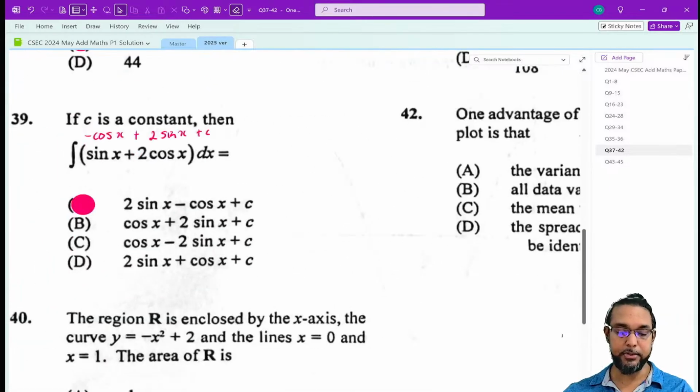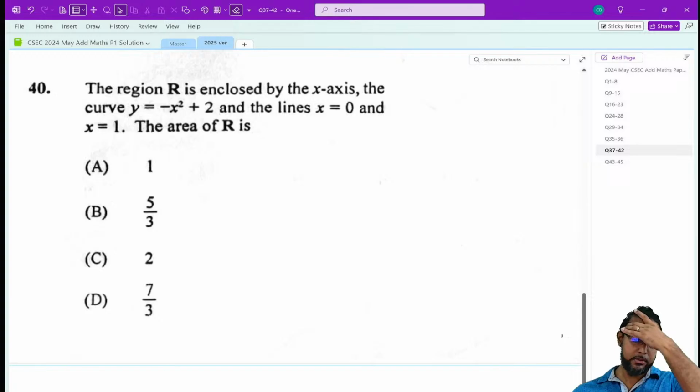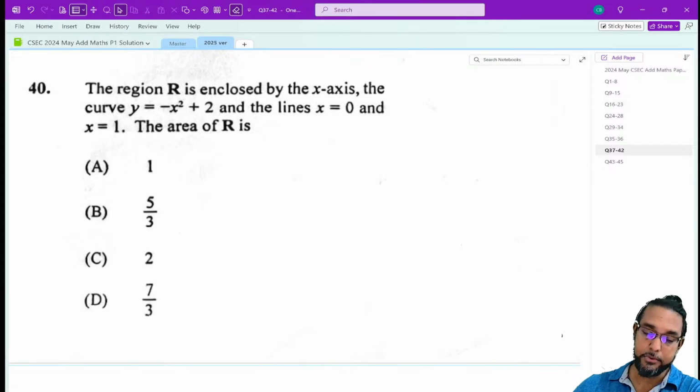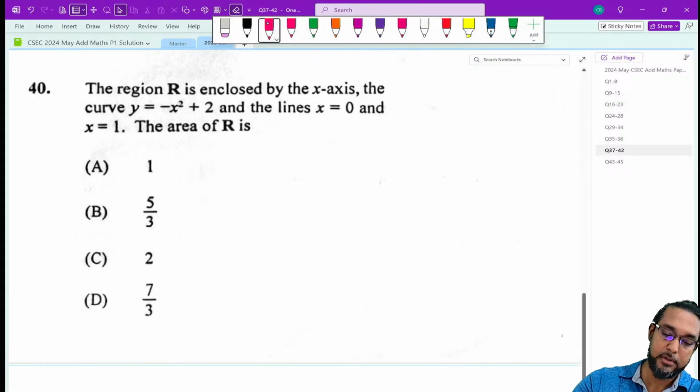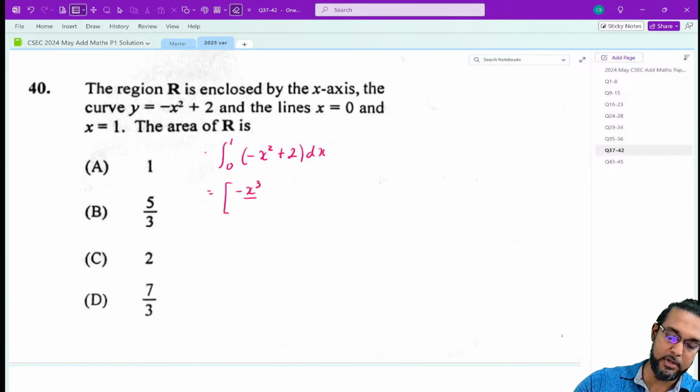Oh, there was a question below that. Wow, almost forgot. Okay, the region R is enclosed by the x-axis, the curve y equal to minus x squared plus 2, and the lines x equal to 0. Okay, cool. So they want the area. So we have to do a full blown integration, right? So the integral between 1 and 0 of minus x squared plus 2 dx. Alright, so when we integrate, what do we do? We increase the index by 1, divide by said new index.